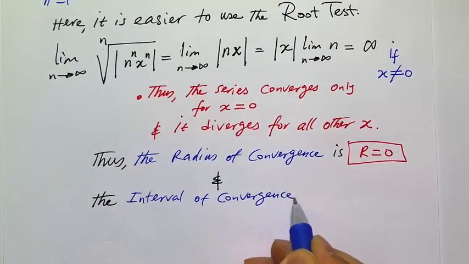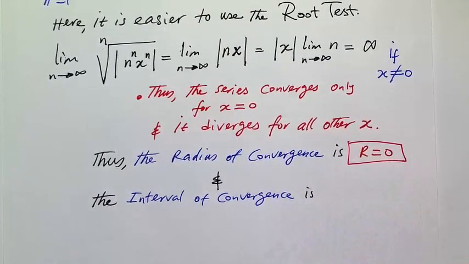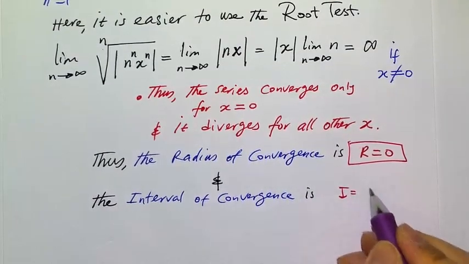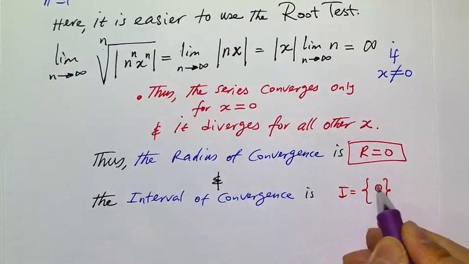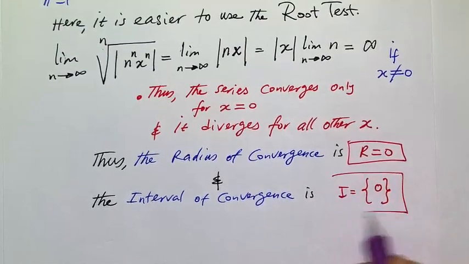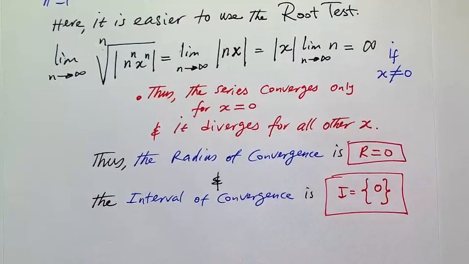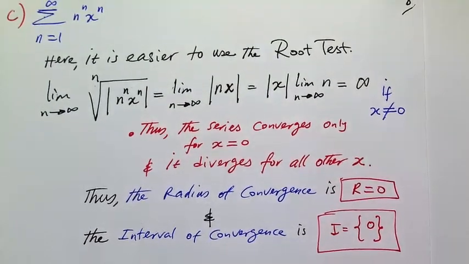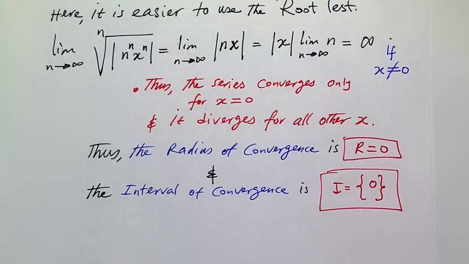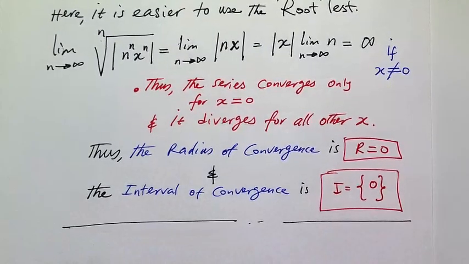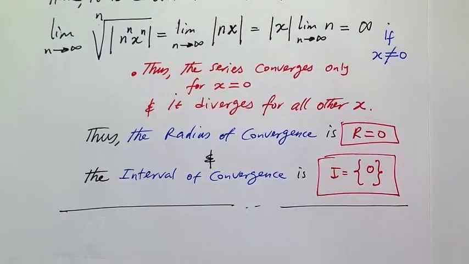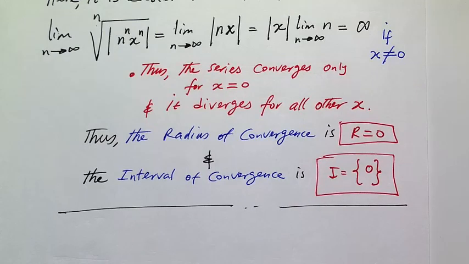Right? Just that one value is for which the series converges. So I equals that one value. Like that. And just like that, we are done with this one. Okay? I hope this is beginning to make sense. It's just the same procedure applied over and over to different examples.